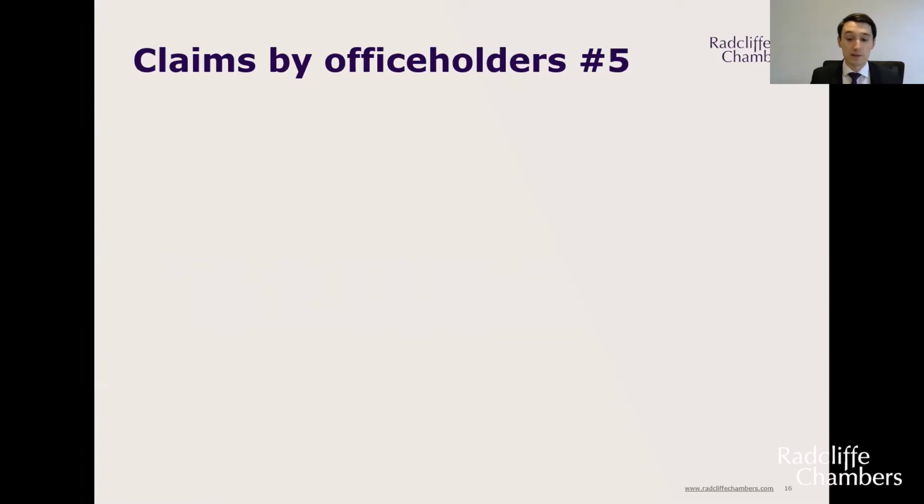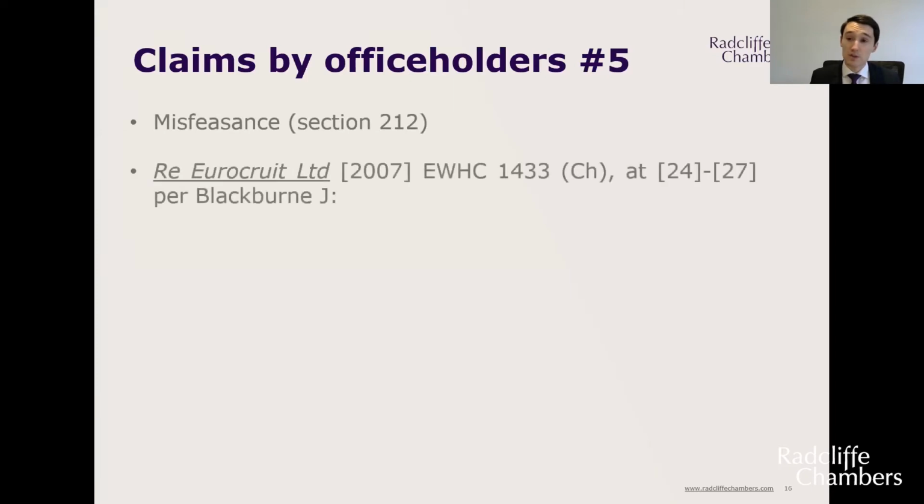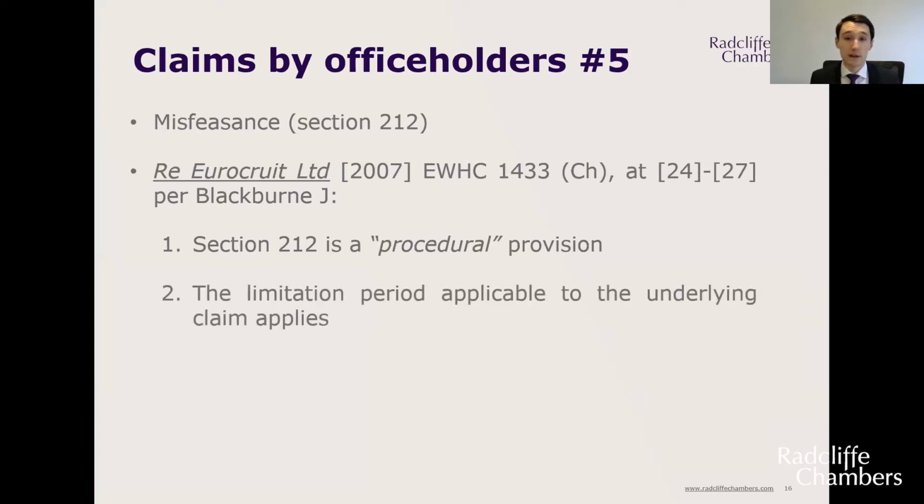Finally, let's look at misfeasance claims. The key case is Re Eurocruit. And in that case, Mr Justice Blackburn held that Section 212 is essentially a procedural provision, which allows a liquidator to bring proceedings in their own name, which could have been brought by the company itself. For example, a claim in negligence or breach of contract, or a claim in restitution. As a result, the limitation period is simply whatever applies to the underlying substantive claim.